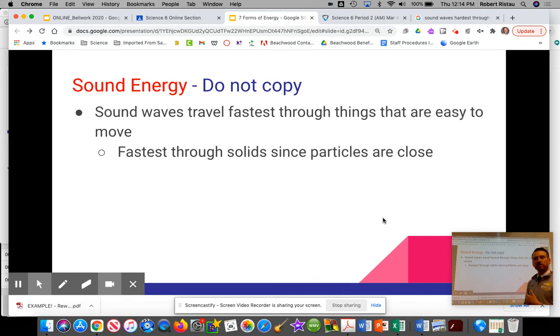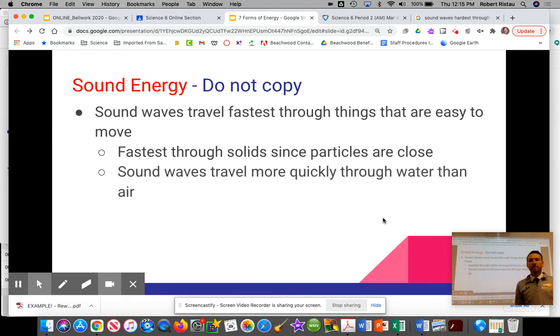If solid particles are closely packed together, then it's really quick for those sound waves to go from one particle to the next, to the next, to the next, because they're tightly packed, right? If you're comparing water and air, sound waves are going to travel a little bit quicker through water, which is a liquid, than air, because again, liquid particles are a little bit closer than the particles of a gas that are spread out really far.